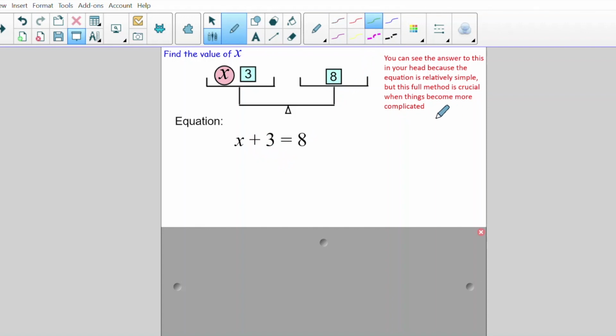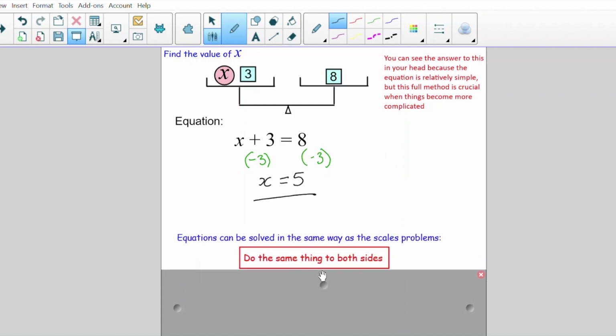So the way we write this for our method is underneath in brackets, and I like to use a different colour for this, we write minus 3. That's my instruction. I'm going to take away 3 from the left-hand side. Because I'm taking away 3 from the left-hand side, I also need to do the same to the right-hand side. So there's my instruction in brackets in green. Taking away 3 from the left would leave me just x on its own, which is what I want, and 8 take away 3 is 5, so that gives me my answer of x equals 5.